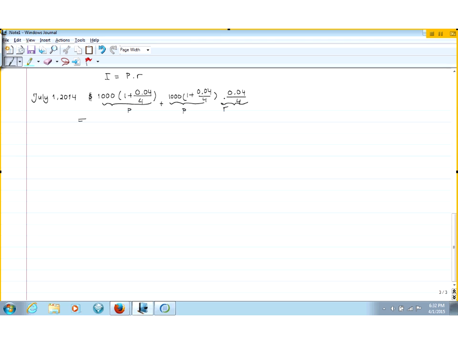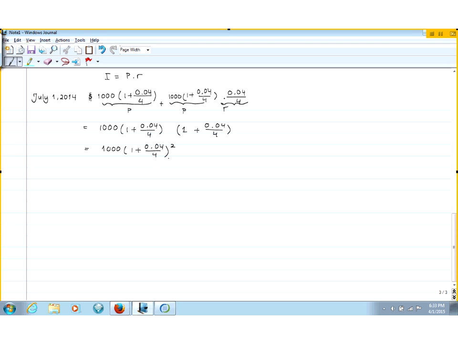Now, if I rewrite these, then I could factor out the same common factor, which is the principal. So when I factor out the principal, what I have is 1,000 times 1 plus 0.04 divided by 4. From the first term, I will factor out 1. From the second term, I could factor out 0.04 divided by 4. So practically, this is going to be equal to 1,000 times 1 plus 0.04 over 4 squared.